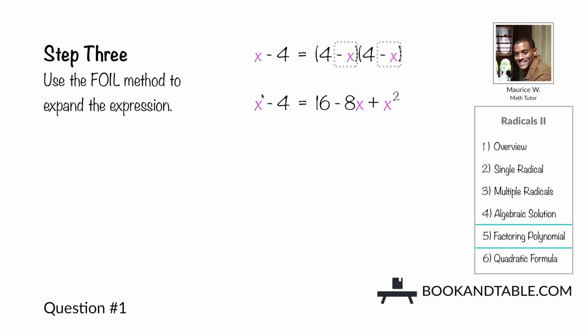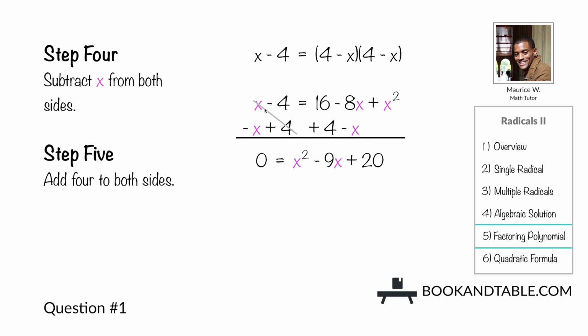We want to move these terms to the same side of the equation, so we get 0 on one side. So step 4, subtract x from both sides. Negative 8x minus x is negative 9x. We have positive x squared. And then step 5, add 4 to both sides. So we have 0 on the left side. 16 plus 4 is 20 on the right side. So now we have the polynomial 0 is equal to x squared minus 9x plus 20.